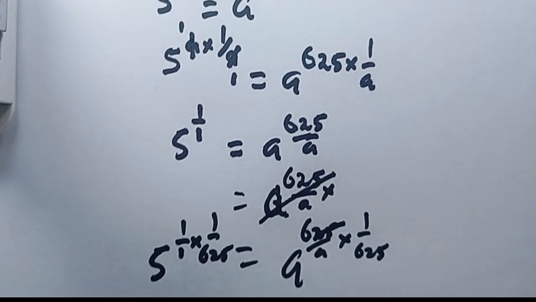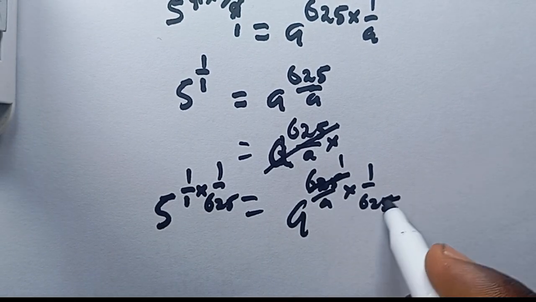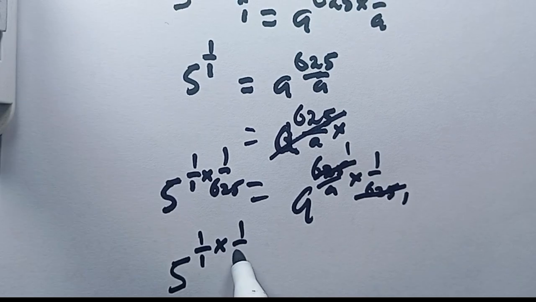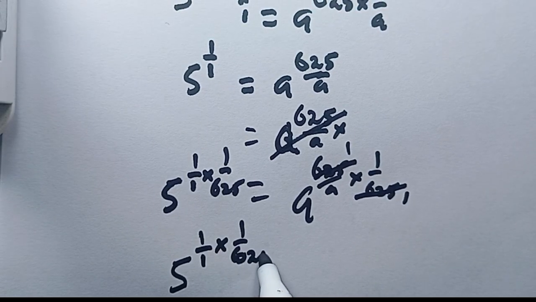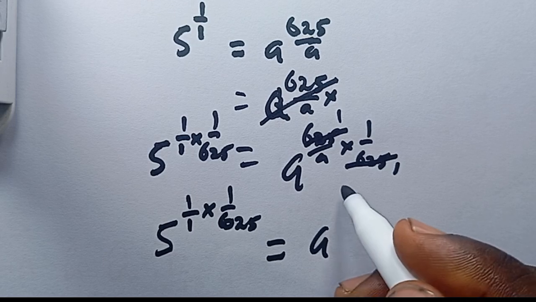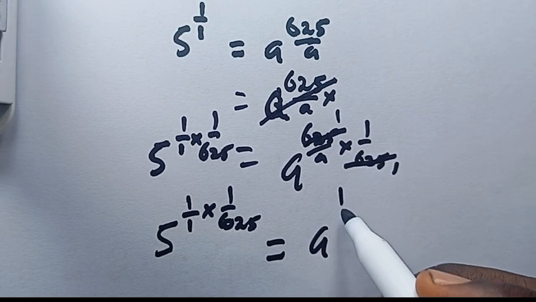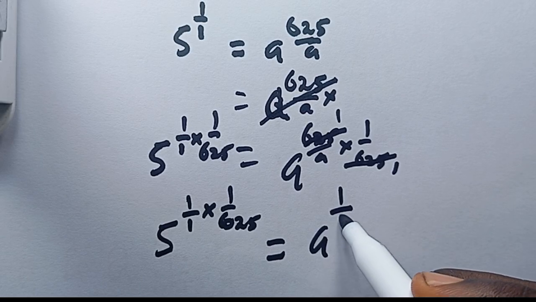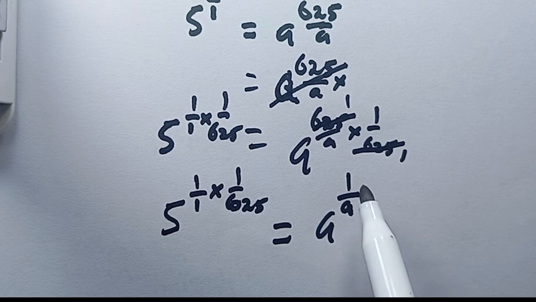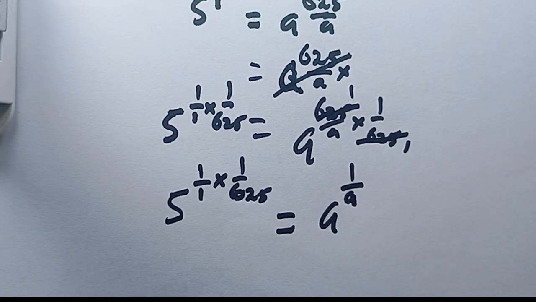Okay, so 625 divided by itself is 1, and it can also divide this. So what I'm going to be having is just 5 power 1 over 1, and then multiplied by 625, is equal to a power. So this is 1 times 1, and then a times 1 here is a. Okay, so you can see that basically we've been able to group the terms together: the ones containing a at the right hand side, and the other terms at the left hand side.